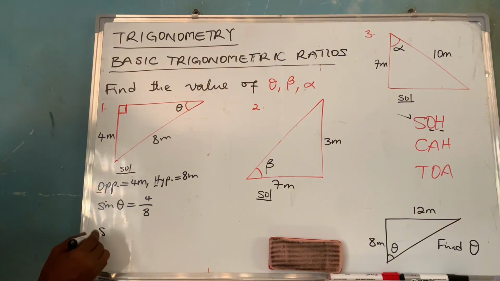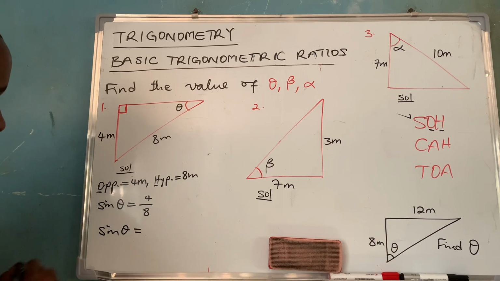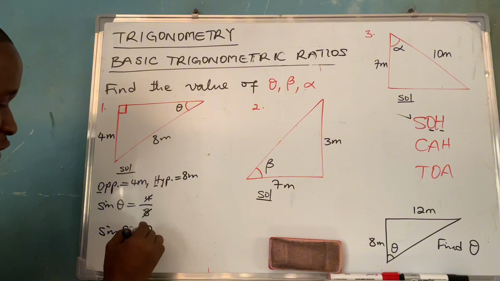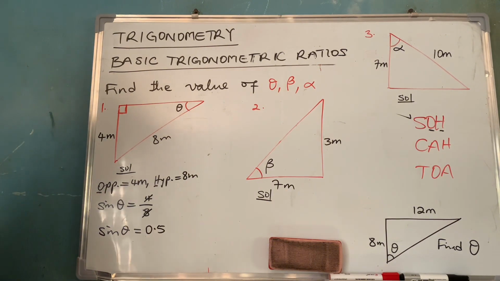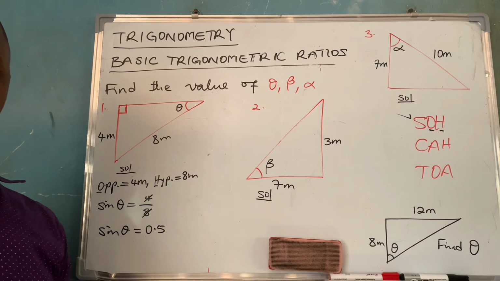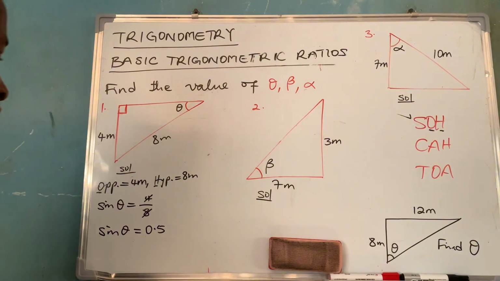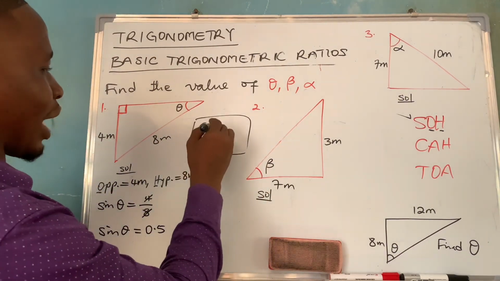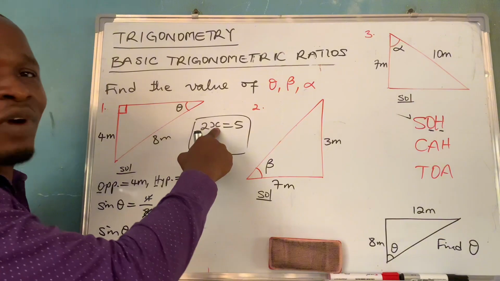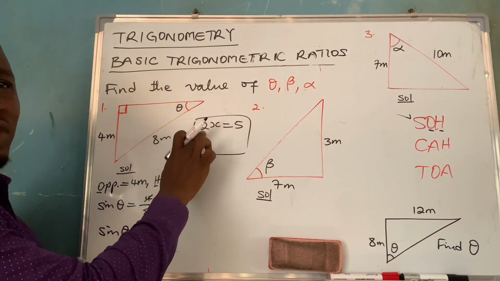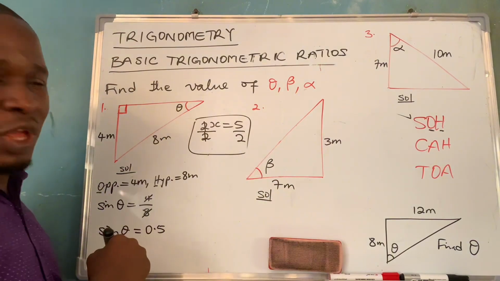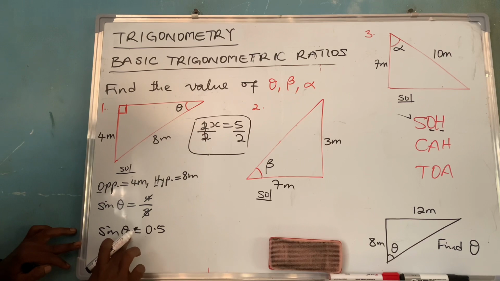So we keep going. Sine theta is equal to, when we divide 4 by 8, we have 0.5. Remember, we want to find the angle theta. But remember, in algebra, if you have 2x equal to 5 and you want to find x, this x has 2 in front of it, so we divide both sides by 2. Likewise, if we want to find theta, we divide both sides by sine.